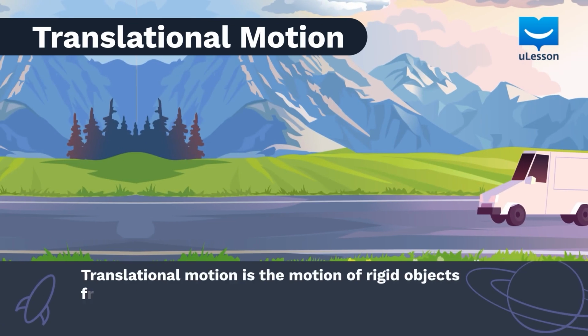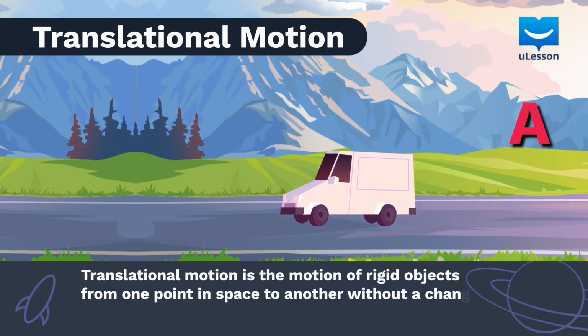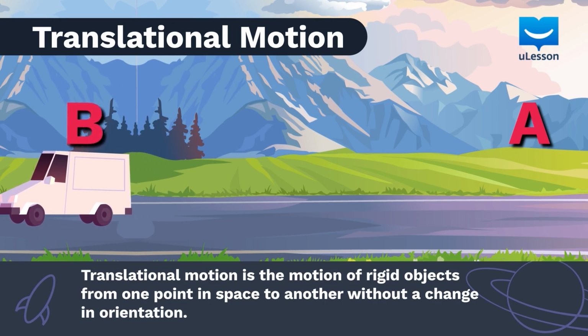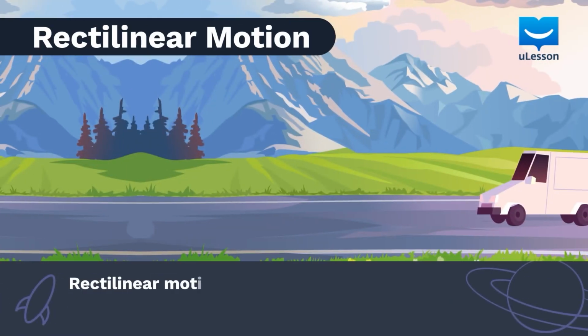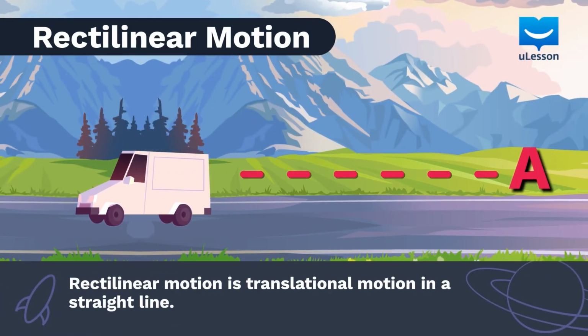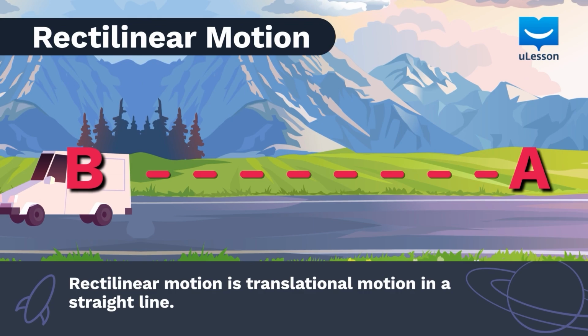Translational motion occurs when rigid objects move from one point in space to another without a change in orientation. You see that ball that wanted to hit my head? Not again. You see that ball? It's one of them. That motion is an example of translational motion. Please note that a motion being translational does not mean it must be in a straight line. However, when it happens in a straight line, it is called rectilinear motion.